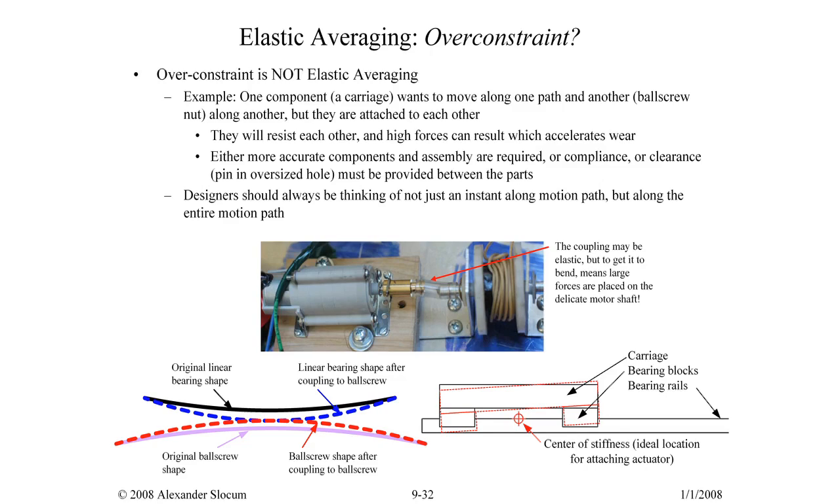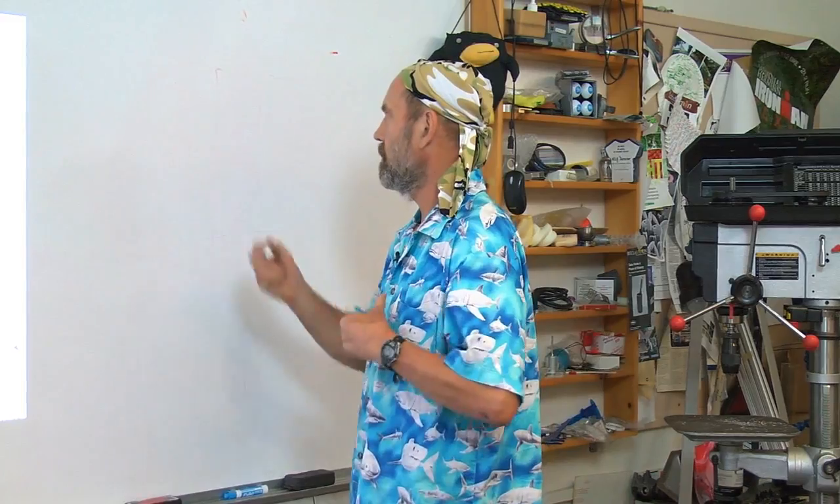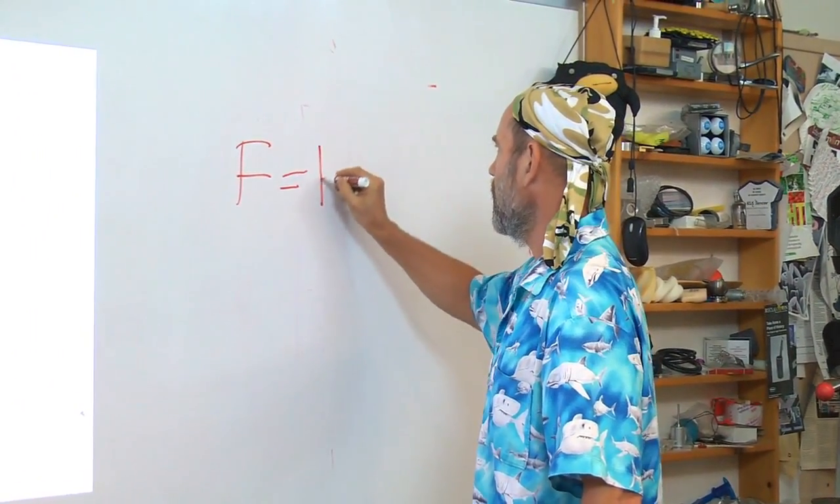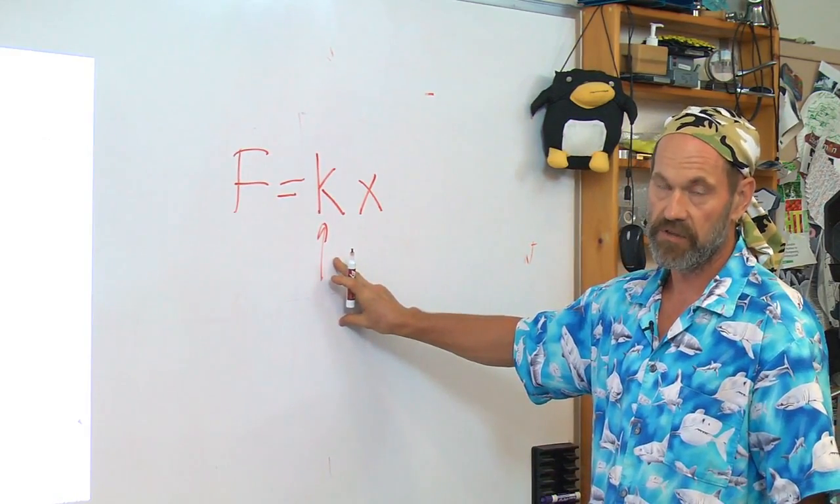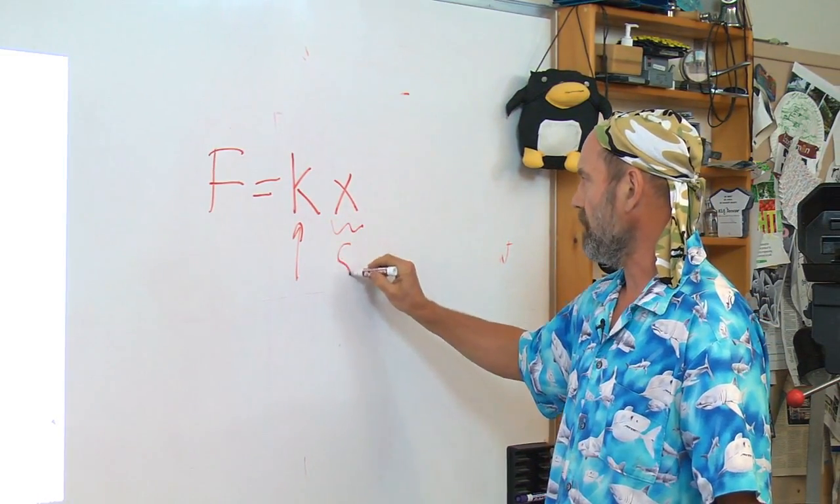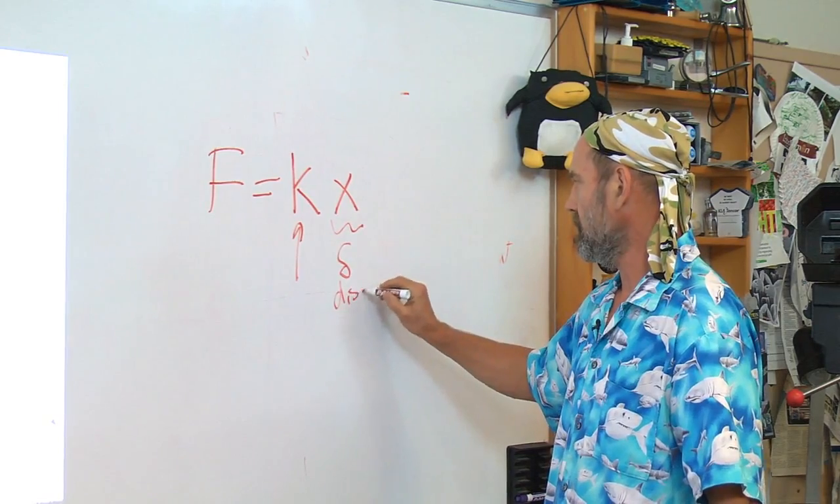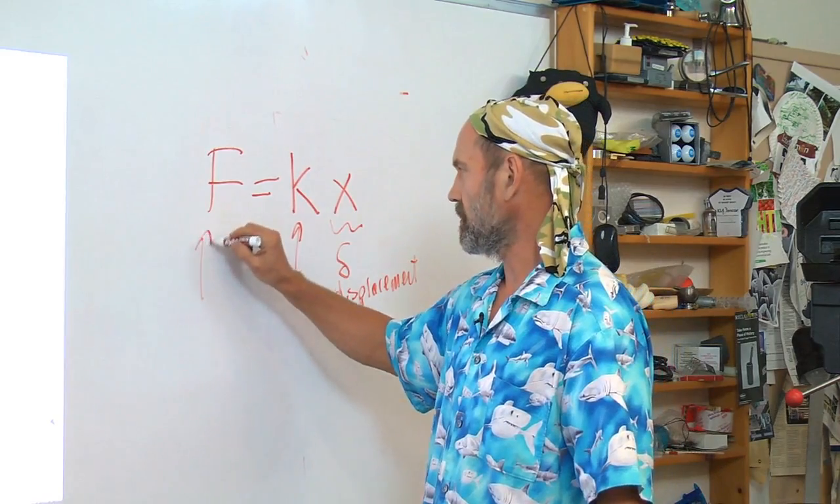Beware coupling as an overconstraint. Elastic averaging is no excuse for having an overconstrained system such that when it moves, the forces will be very high. Because remember, F equals Kx. The coupling will have some stiffness. Chances are you design it, if it's a structural coupling, it'll be very high stiffness. If there is any x where this is an error or a small displacement, you can generate very large forces.